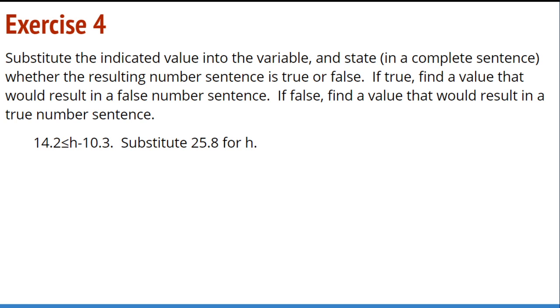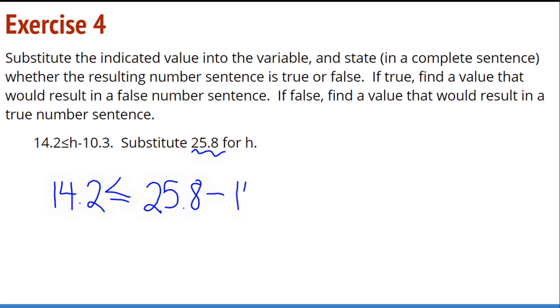All right, taking a look here at exercise 4, same process. So I've got 14 and 2/10 is less than or equal to, and my value for h is 25 and 8/10 minus 10 and 3/10. So a little bit different than some of the other ones. We actually have our variable on the side where we've got some of the operation performing, although I guess some of the other examples did that too. So I guess you can forget that I said that.